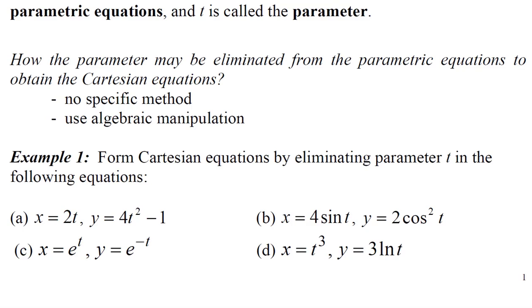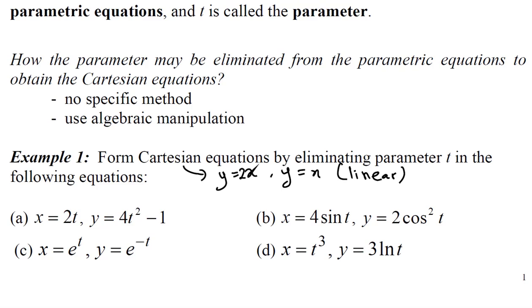Now we look at example 1. We want to know how to form Cartesian equations by eliminating parameter t in the following equations. The following equations given are parametric equations, so from parametric equations, you can form Cartesian equations. A Cartesian equation is, for example, y equal to 2x, y equal to x, and so on. So you already know about this. For example, this is linear. We have a, b, c, and d.